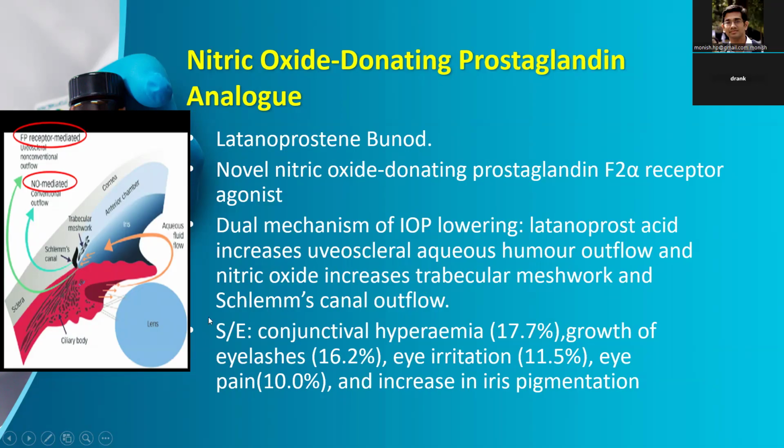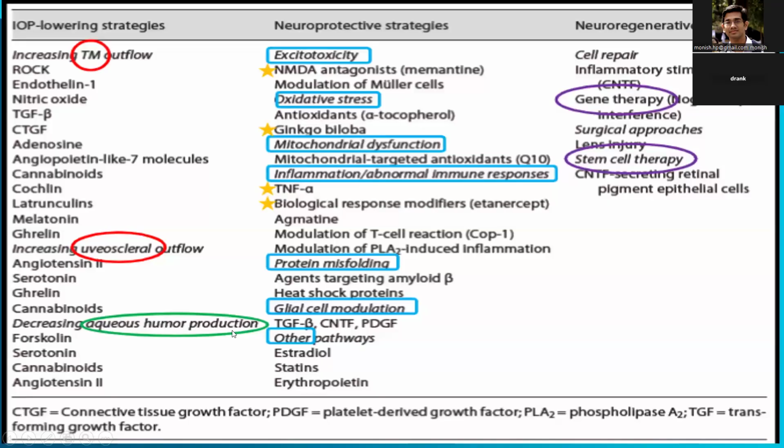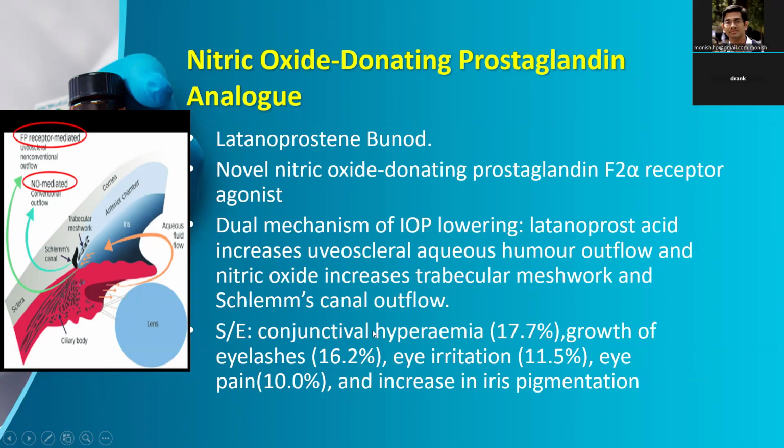It is also associated with a few side effects such as conjunctival hyperemia, eyelash growth, eye irritation, eye pain, and iris pigmentation. This diagram depicts its dual mechanism. The first one is the FP receptor or prostaglandin receptor mediated mechanism of increasing uveoscleral outflow, and the second one is the nitric oxide mediated mechanism by increasing the conventional or trabecular meshwork outflow. Dual mechanism of action of latanoprostene bunod.